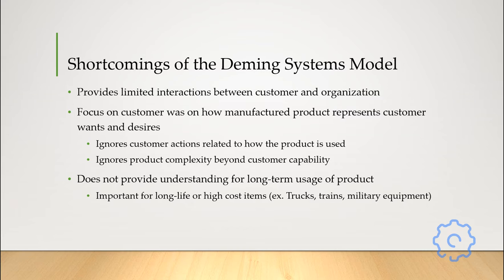There are also some instances in which the product may be too complex for the customer to use and maintain. For example, the ability to repair the fuel injection in a car is beyond the capability of most car owners. The model also does not provide the organization with an understanding of the long-term use of a product. For example, some long-life or high-cost items may require changes in how the product is used, as its operability may have changed since the product was built.